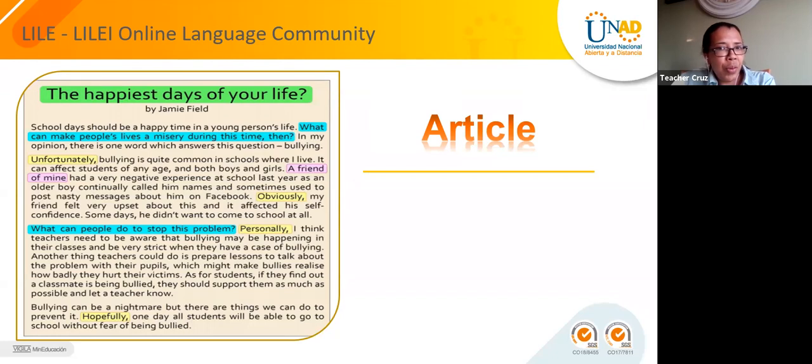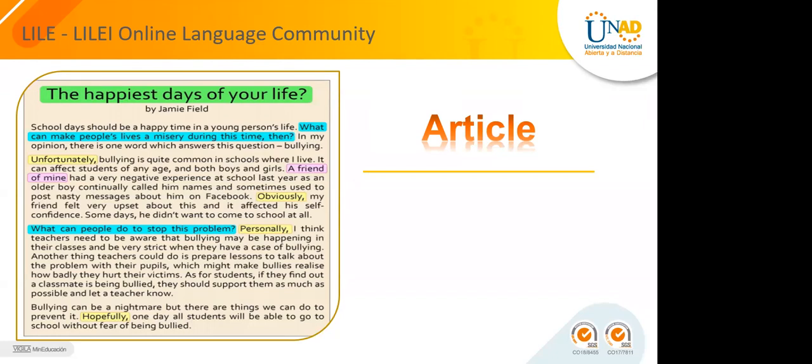Thank you. Julissa, can you read next, please? Yes, teacher. What can people do to stop this problem? Personally, I think teachers need to be aware that bullying may be happening in their classes and be very strict when they have a case of bullying. Another thing teachers could do is prepare lessons to talk about the problem with their pupils, which might make bullies realize how badly they hurt their victims. As for students, if they find out a classmate is being bullied, they should support them as much as possible and let a teacher know.